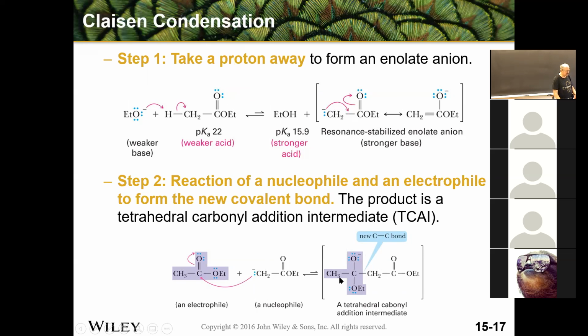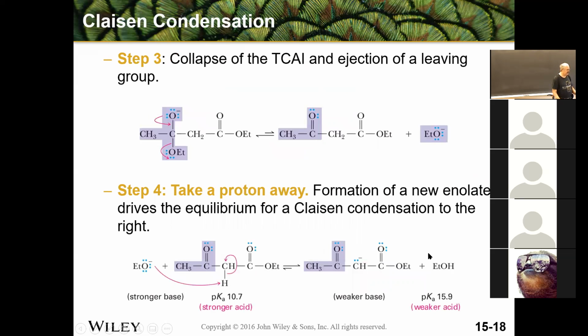We go through this tetrahedral intermediate. TCAI stands for tetrahedral carbonyl addition intermediate. And then that intermediate collapses when you have an ester. So oxygen pushes down, kicks out ethoxide, and we get this beta ketoester.